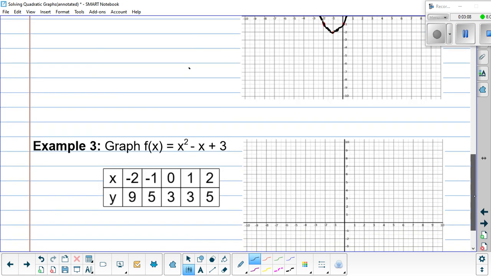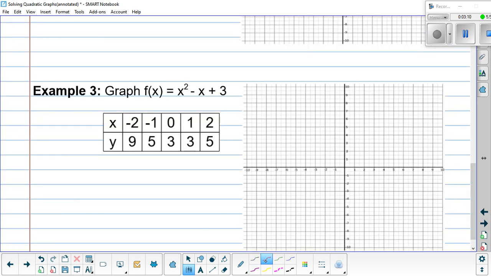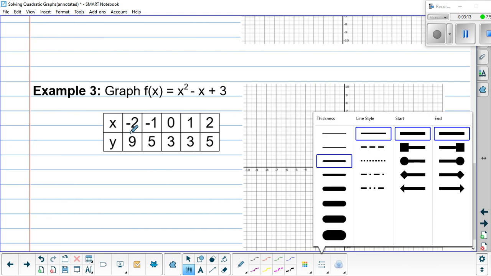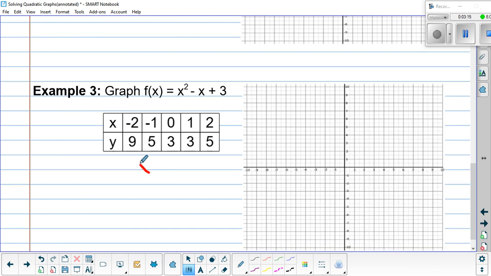Our last one we're going to go through is this one right here. Once again, negative 2 and 9. So we're going to look over here, negative 2 and 9. Negative 1 and 5. 0 and 3. 1 and 3. And 2 and 5.